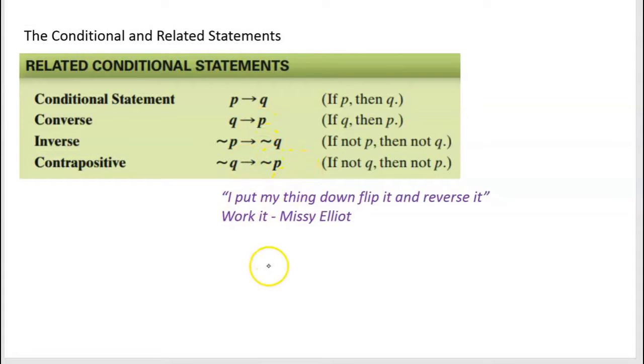And if you'll see down below from Missy Elliott, I put my thing down, flip it, and reverse it. You may recognize that as the words from Work It. And this is silly, but I think this might help you remember this. So Missy's thing is the conditional statement. She flips it by taking the inverse. So the inverse is the flipping it.